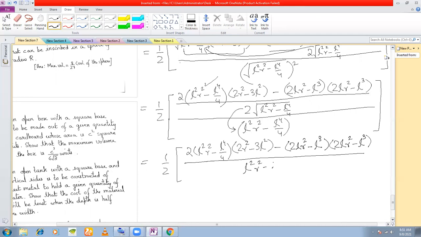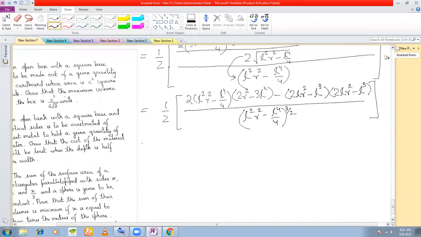L square R square minus L to the power of 4 by 4 to the power of 3 by 2, right? Now we shall check the sign at L is equal to R root 2. What is the sign of d2A/dL2? It is equal to half. Now there's a 2 here also because this 2 will come down. You can multiply these two twos together to get 1/4. Now what you can do is you can put L square is equal to 2R square, or L is equal to R root 2.